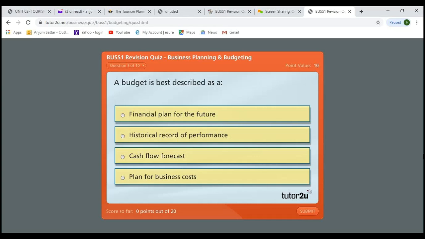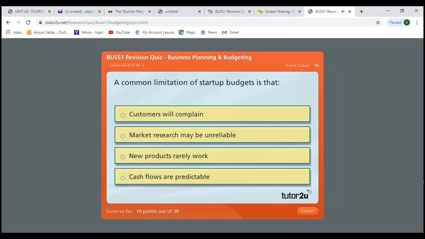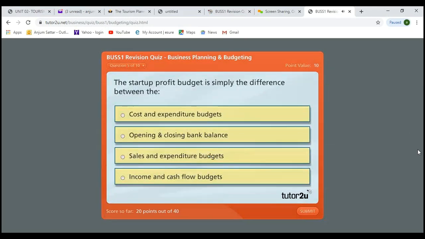So, a budget is best described as what: a financial plan, a historical record of performance, a cash forecast, or a plan for business costs? Maybe a financial plan. Okay, that's the financial plan for the future. Common limitations of a startup budget: customers will complain, market research will be unavailable, new product cash flow is predictable. Which one do you think is the limitation? Market research may be unreliable. Yes, well done. Correct.